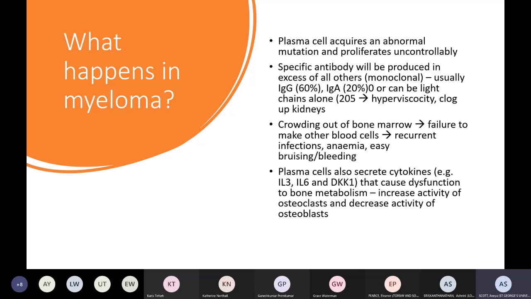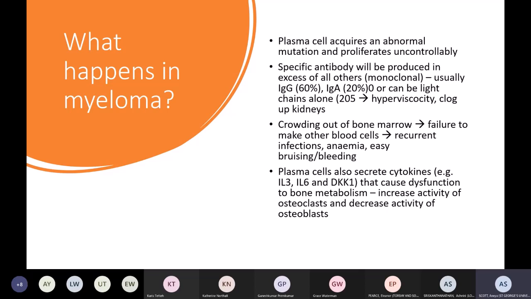So it's just all of one type. And the problem with that is that you have all these extra antibodies in your blood, and that makes your blood a lot more viscous, and it also clogs up your kidneys. And also in your bone marrow, you get loads of these plasma cells. And because your bone marrow is just so full of this one cell, there's not much space for it to make other cells and function properly.